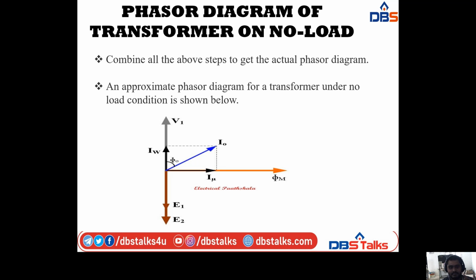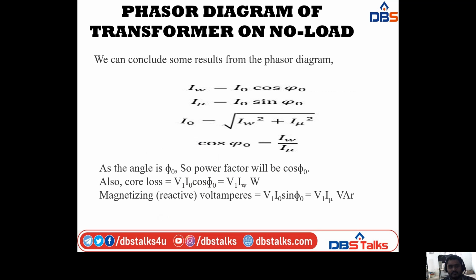That is the no load power factor. So we can conclude some results from the phasor diagram, which I already discussed. IW is equal to I naught cos phi naught, and I mu is equal to I naught sin phi naught. So finally, I naught is equal to root of IW square plus I mu square.